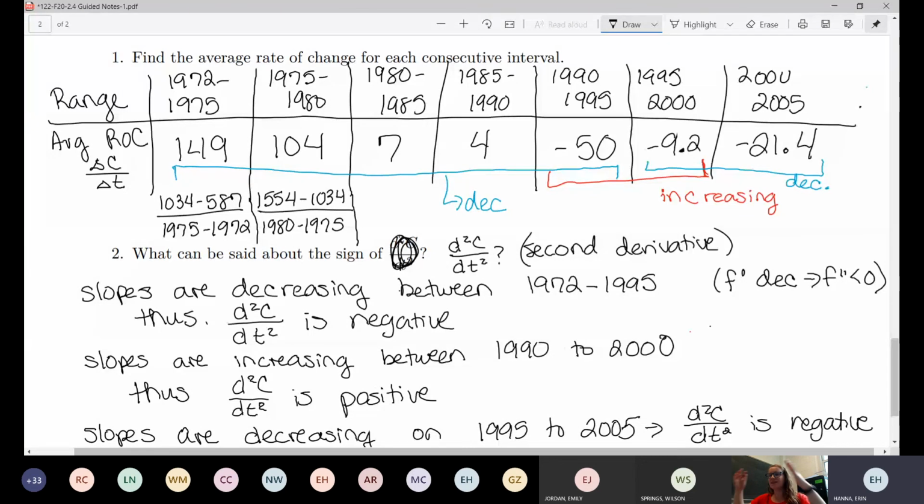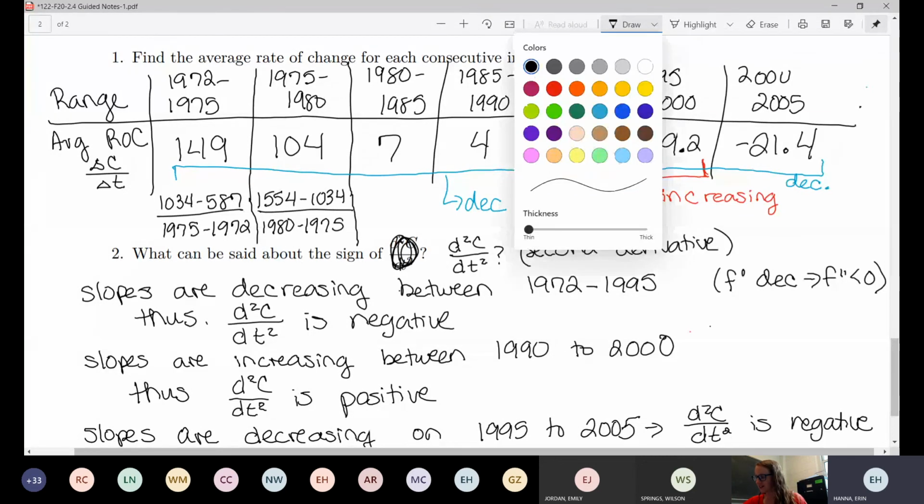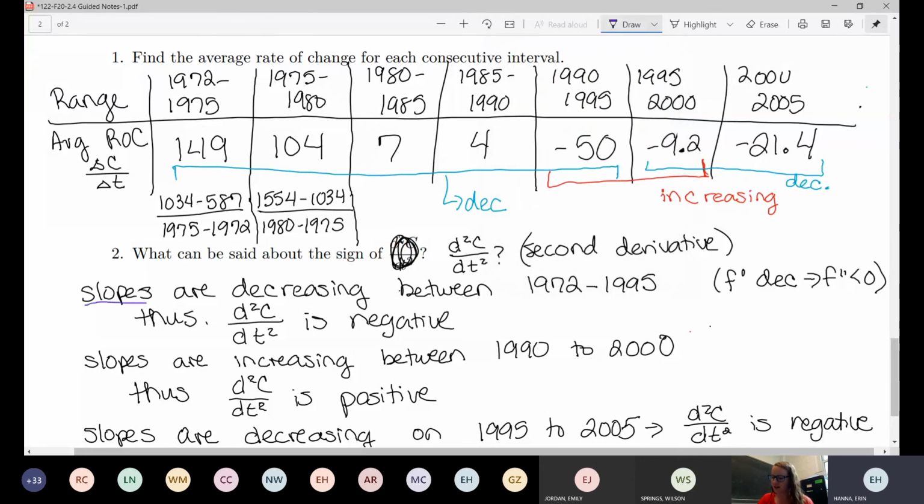But the main thing you want to take from this question in the last minute that I have is that if slopes are decreasing, then the second derivative is negative. If slopes are increasing, then the second derivative is positive. That's the main thing you want to take from here: if you have a table of slopes, wherever those slopes are increasing, the second derivative is positive, and whenever the slopes are decreasing, it's negative. Yeah.